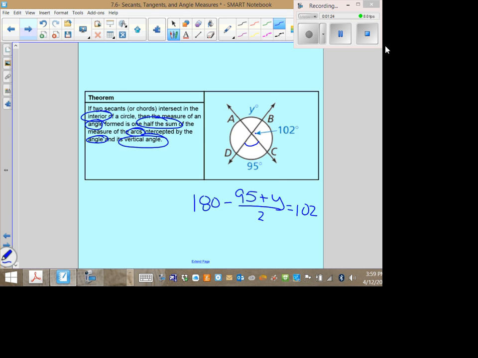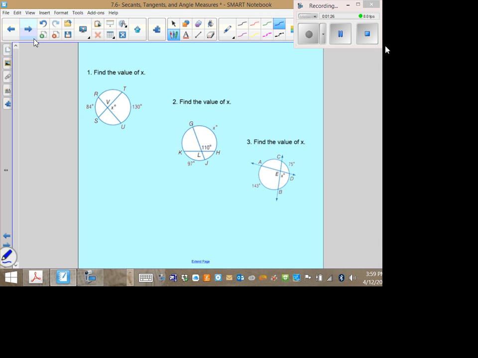So let's look a little more at some problems. We want to find the value of x. Here we would take (130 + 84) divided by 2 is going to equal x. Solving that out, we will get x to be 107 degrees.